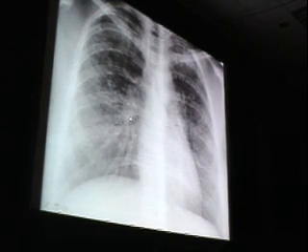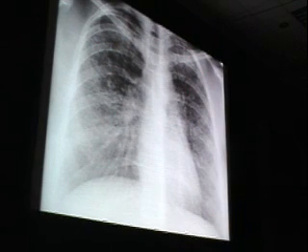Now, whether it actually gets smaller, or it's just visually less prominent, is not entirely clear. But it will look to you, as you look at the film, that it is less prominent than it was in that early stage. But if you look carefully, you can still see that these hilar nodes are enlarged, and there's some mediastinal, right paratracheal adenopathy as well.